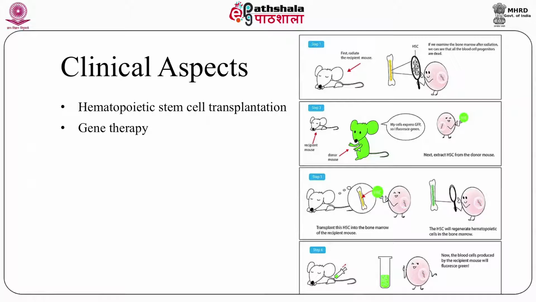You have a donor organism and a recipient organism. The recipient organism is irradiated so as to destroy all the blood cell progenitors that are present in the recipient organism. Hematopoietic stem cells, that are the multipotent cells, are harvested from the bone marrow or the peripheral blood of the donor. Now these are introduced into the recipient. Once the transplantation is complete, these hematopoietic stem cells will regenerate the hematopoietic cells in the bone marrow of the recipient.